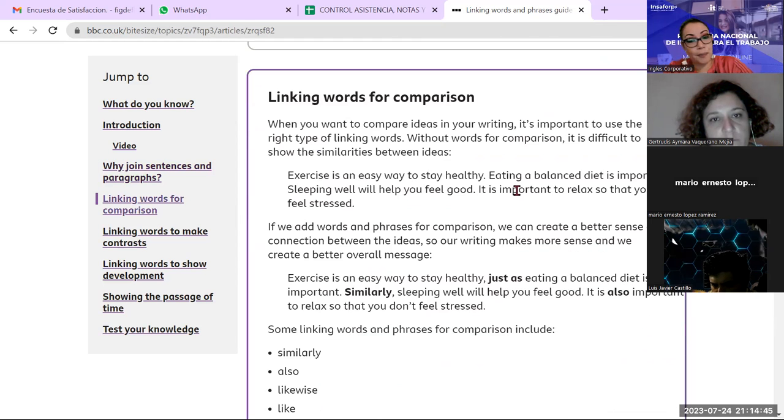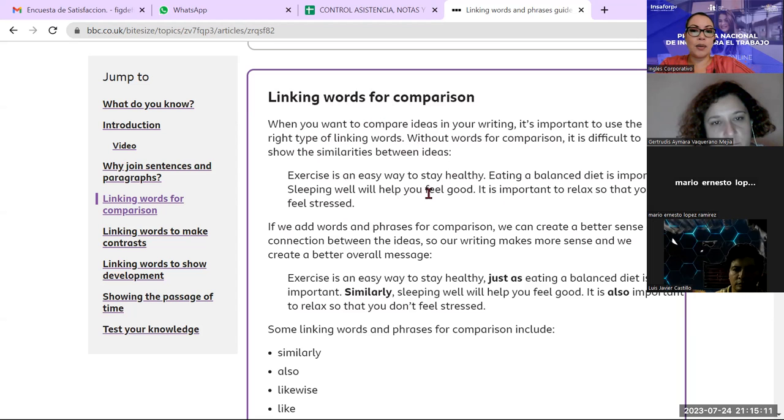Linking words for comparison. Ya vimos una por ahí de comparison que era like, but there are more. Hay más linking words para hacer comparaciones. When you want to compare ideas in your writing, it is important to use the right type of linking words. Without words for comparisons, it is difficult to show the similarities between ideas.